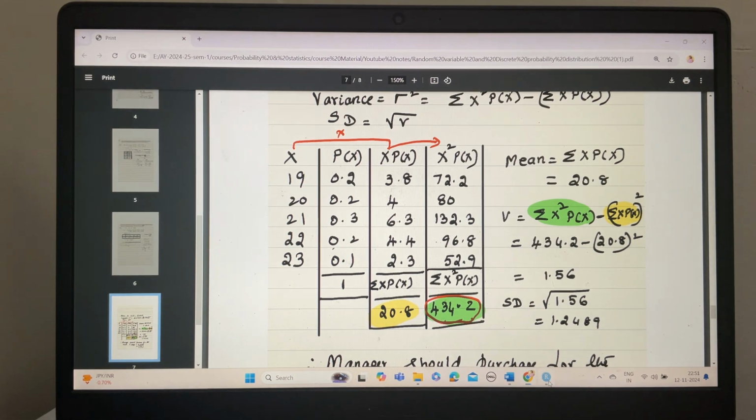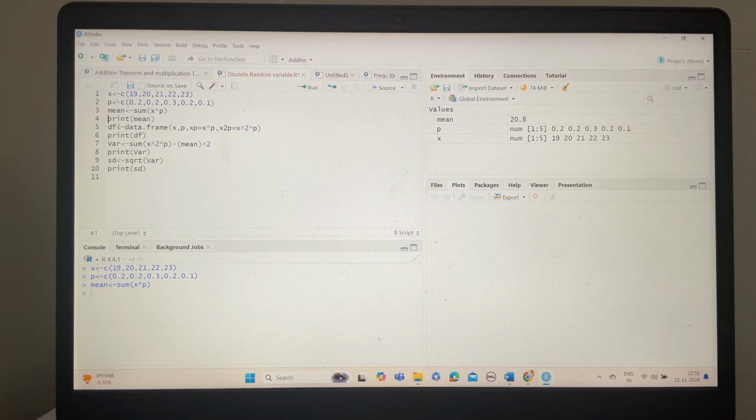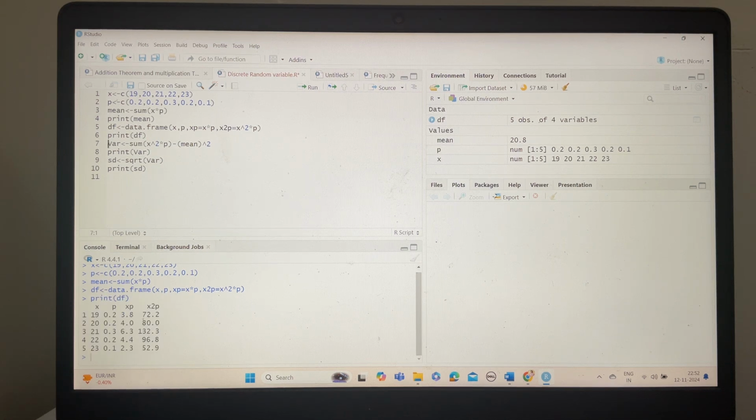Let us now go to the variance. First you have to find out the data frame. Actually, I have given this data frame just for practice; otherwise you can go directly to the variance. Now when I write the data frame for these values, it should display the table values. The first column is x, the second column is p, the third column is xp, and the fourth column is x square p. Let us execute this. When I give the command print df, you can see in your console the values of xp and x square p.